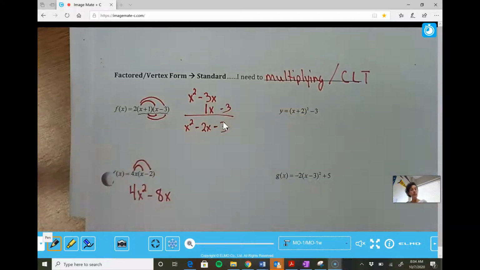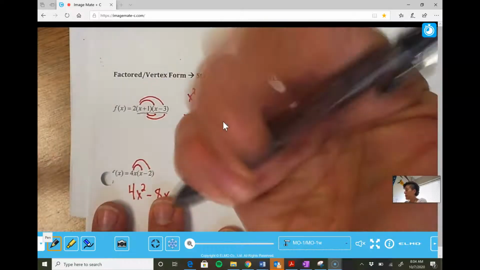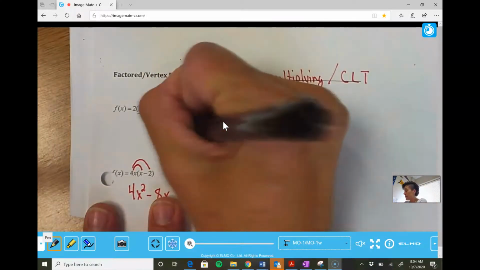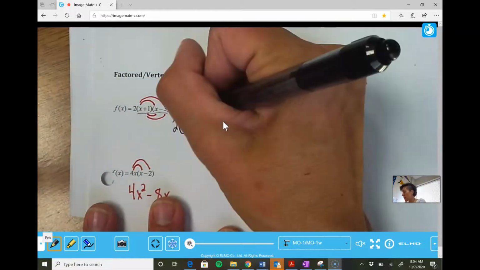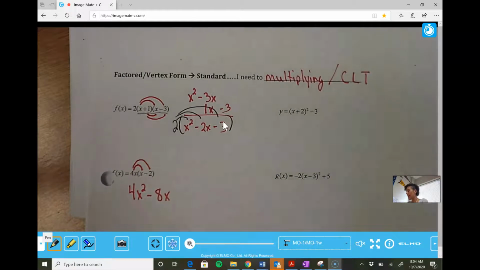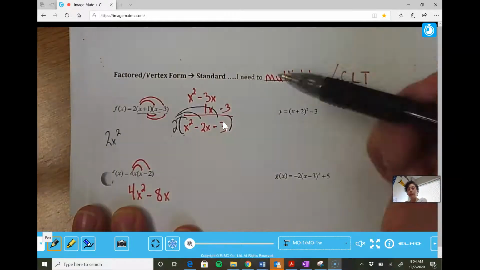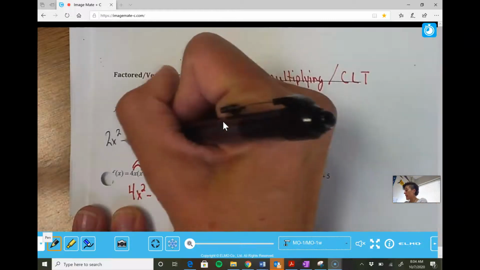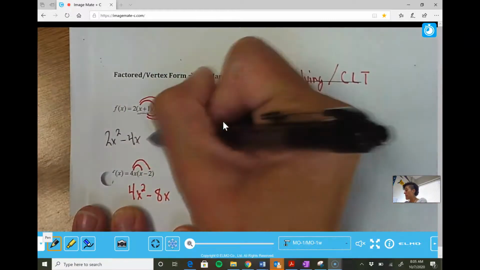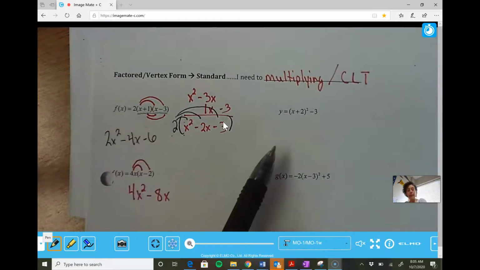And now they're this new group. But there's still one other neighbor that needs to go meet everyone, and it's the 2. So now the 2 is going to come over here and meet all the neighbors. And I would really suggest you draw these loops. I think it helps. So 2 meets x squared, and we get 2x squared. 2 with the minus 2x is minus 4x. 2 with the minus 3 is minus 6. So again, neighbors meeting the neighbors.